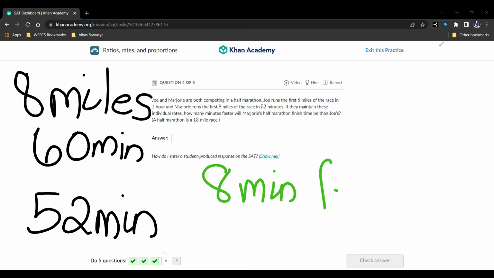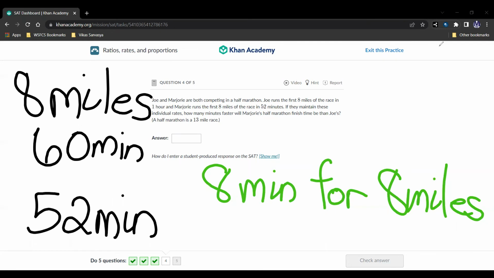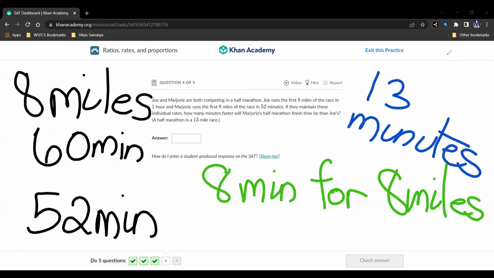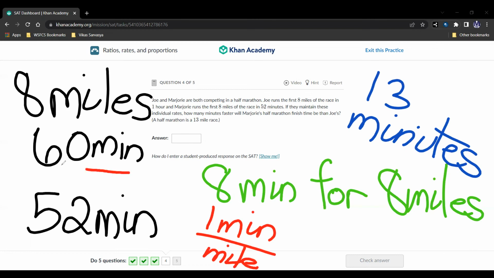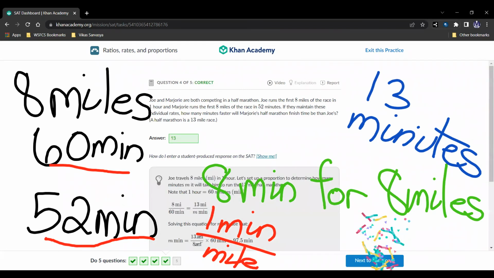for 8 miles, which means that every single mile, there's going to be a difference of 1 minute, right, if they keep those same speeds. Which means that for 13 miles, the difference is going to end up being 13 minutes, because the ratio is 1 minute per mile difference. That's the difference between Joe's rate and Marjorie's rate. So our answer is just going to be 13 minutes then, and we can move on.